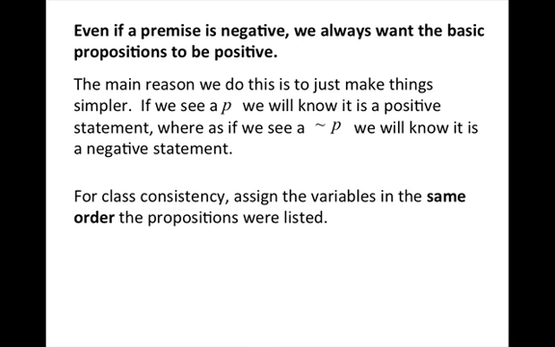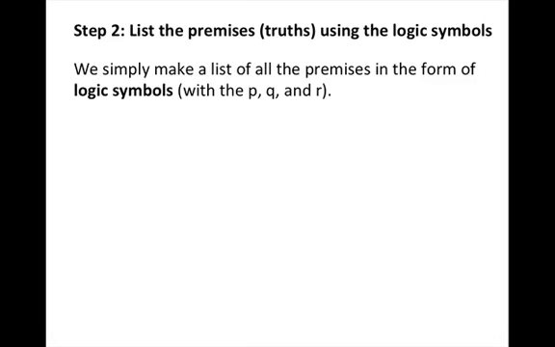And for class consistency, assign the variables in the same order the propositions were listed. Now, step 2, we're going to list the premises or the truths using logic symbols. Once you pull out those basic propositions, we're going to change them to logic symbols. We simply make a list of all the premises in the form of logic symbols using the P's, the Q's, and the R's.